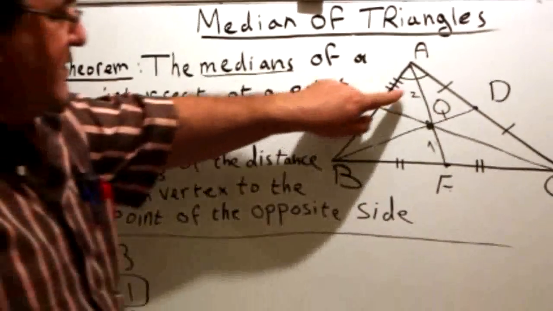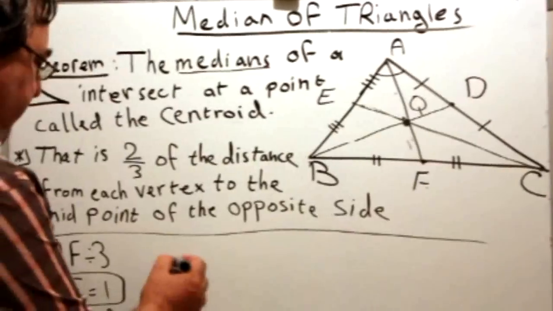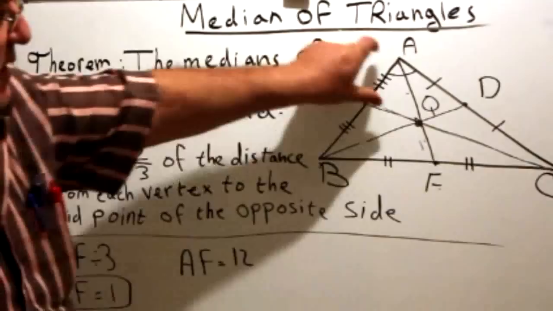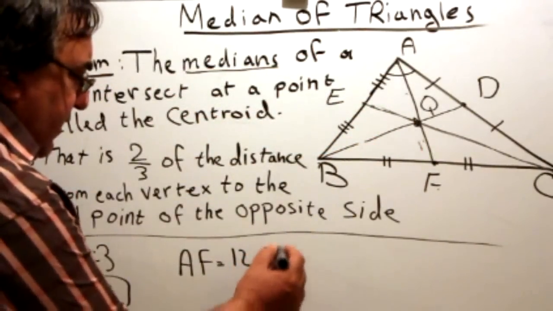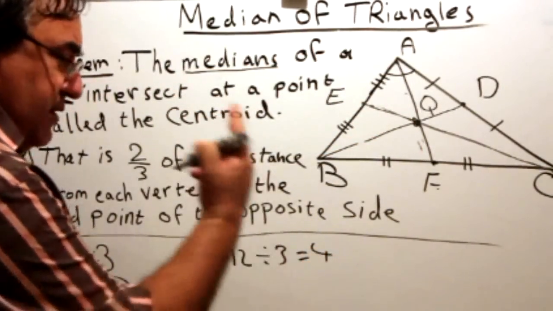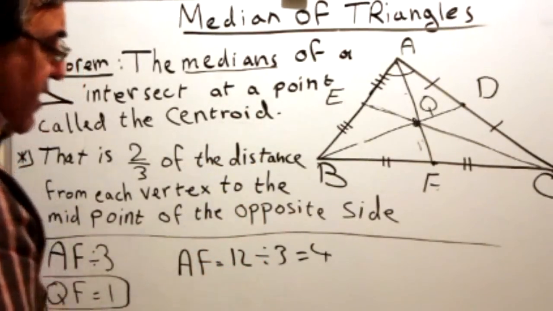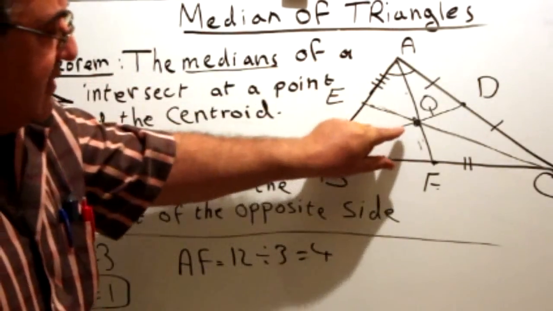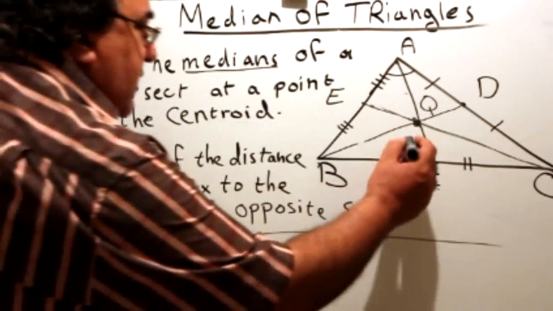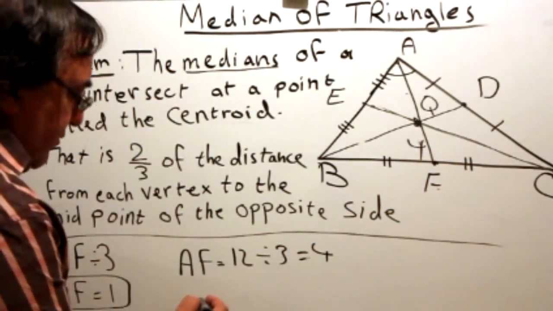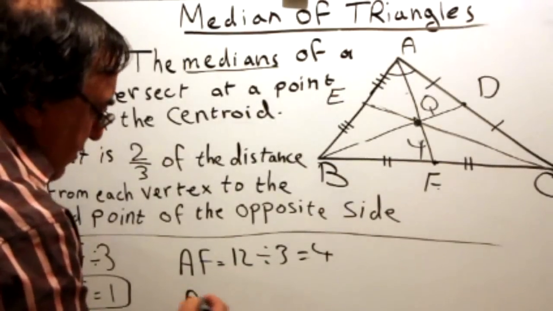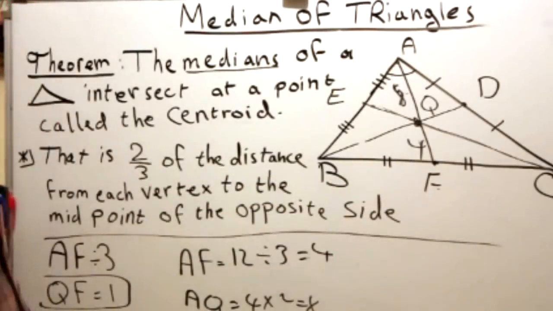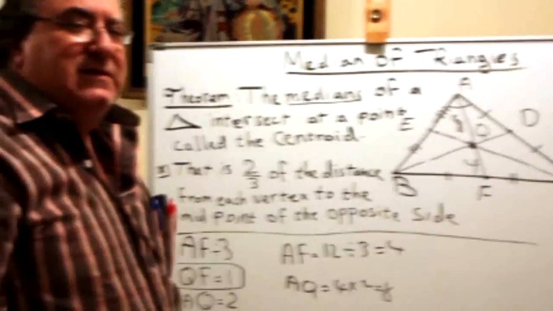For another example, suppose this is not 3. Suppose AF is equal to 12. So what will be AQ and QF? We divide this 12 by 3, and you get 4. So we made it into 3 shares, and each one is 4. One part will take 2 shares and one will take 1 share. This 1 share will be here, and for AQ, 4 times 2 equals 8. So this is divided 2 over 3. I hope I made it as easy as possible for you.